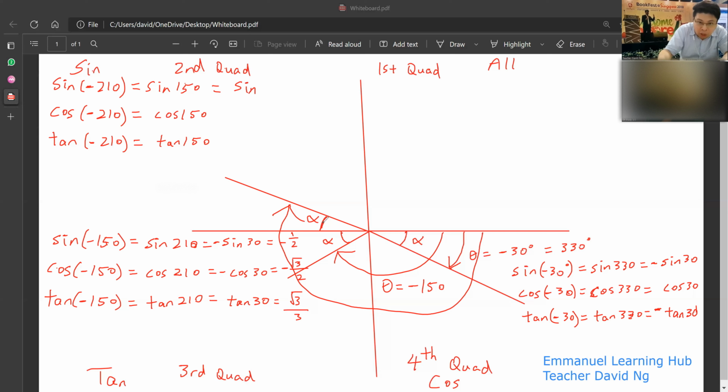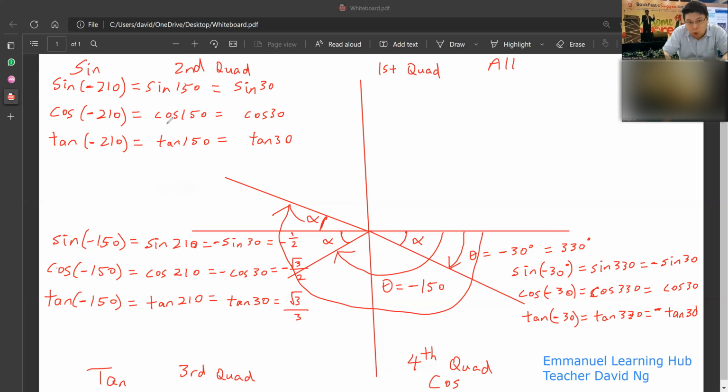And your basic angle is 30 degrees, because alpha is 30 degrees. Okay, I write the absolute value first. Okay, now I need to input my sine, right?